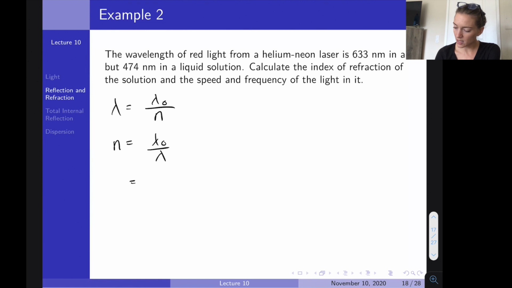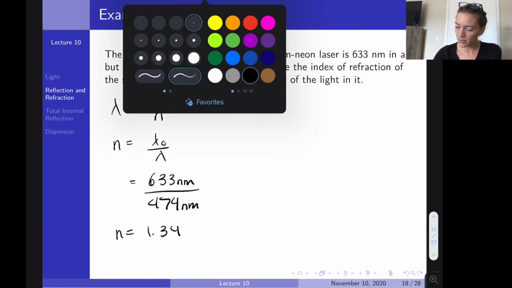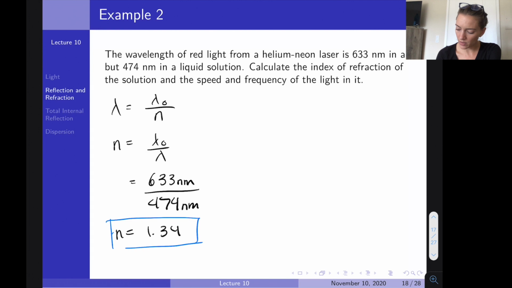Lambda naught is in air here. The index of refraction of air is almost exactly 1, about 1.003, so you can basically treat air as a vacuum. So we'll say 6.33 nanometers is in a vacuum, and then we have 474 nanometers. The nanometers cancel, and this comes out to 1.34 for our index of refraction. That's essentially water, because we said water was 1.33, so this is basically a water solution.